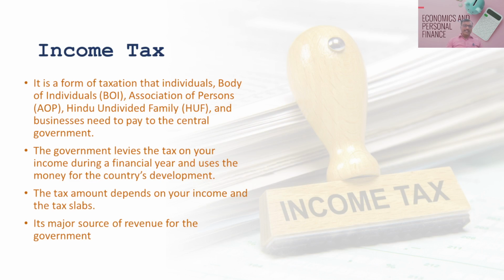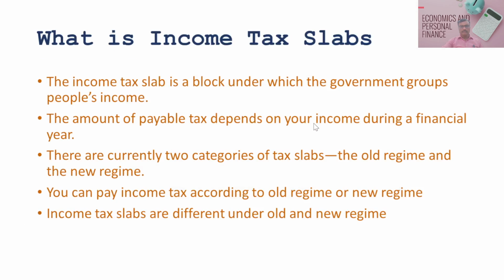This way of collecting money is important for the government. It's like their main way of getting the money they need to do all the things that keep our country running smoothly. So, the income tax slab. An income tax slab is a variety of categories that the government makes to group the income of individuals. The amount of tax that a person must pay depends on how much money they made in the financial year under consideration.